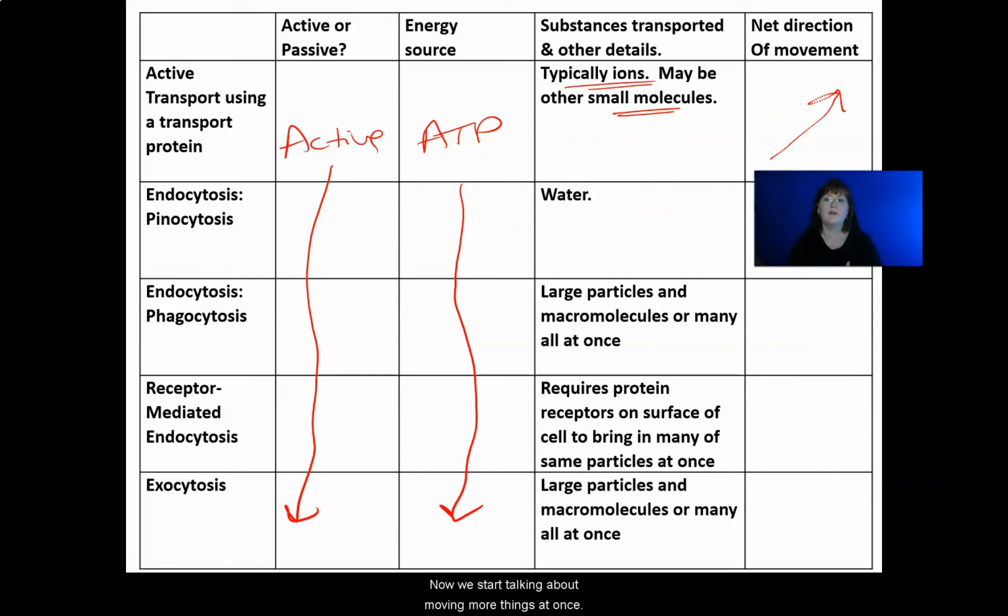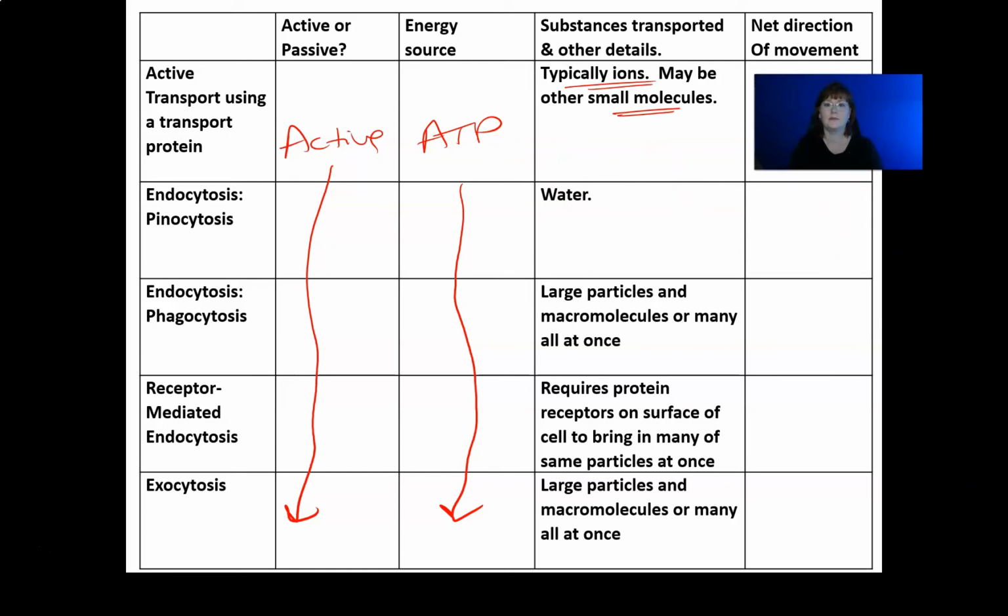Now we start talking about moving more things at once. So in this case, we're talking about endocytosis or exocytosis. Now you'll notice over here on the left, there are 3 different types of endocytosis. There's pinocytosis, phagocytosis, and receptor-mediated endocytosis. Pinocytosis means water, so now we are moving a lot of water and anything that's dissolved in those droplets of water.